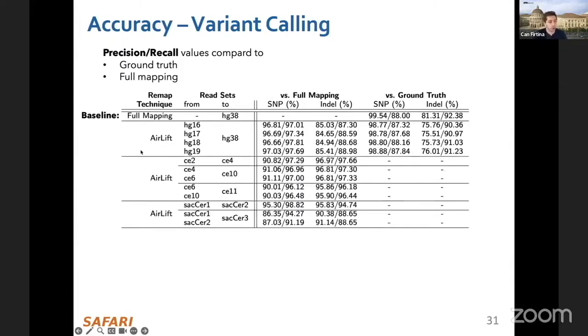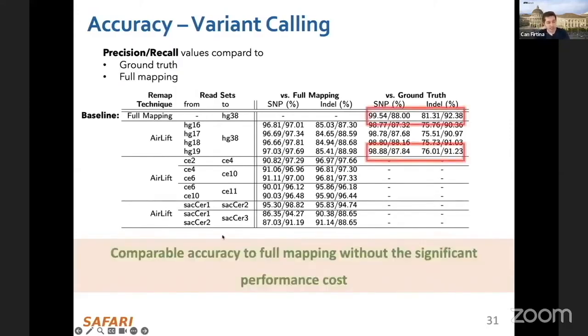And for all other data sets, which are the worm and the yeast data sets, we don't have a ground truth variant calling. But for those, we compare our variant calling results that AirLift generates with the full mapping variant calling. But essentially what we see is that AirLift provides a comparable accuracy to full mapping without a significant performance cost.